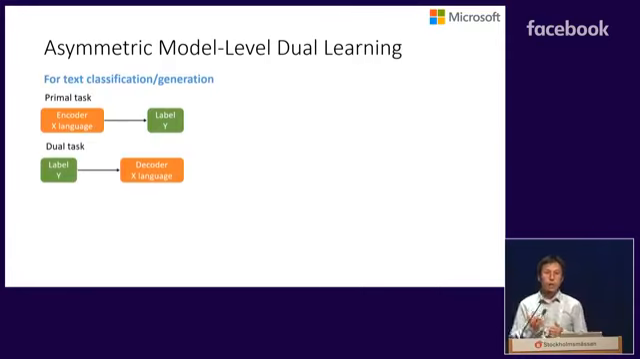We also applied our idea to the asymmetrical setting. In the asymmetrical setting, it's more like classification. The input is a text sequence, but the output is a category or category labels. So you can say the X space is somehow more complex than the Y space. Here the primal task is text classification. The dual task is text generation, for example, given a label, generating a positive comment about a certain movie or product.